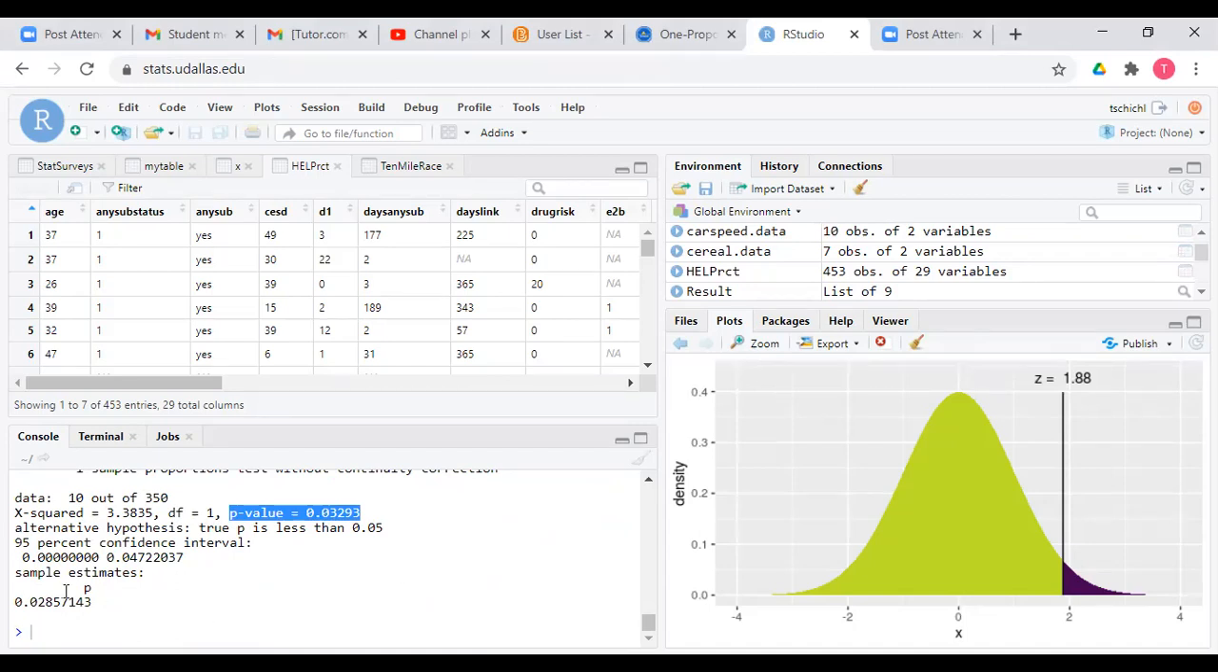Now this one here is your p-hat. That's what we call a sample estimate, p-hat. That's the 10 out of 350. So it's 0.0285743.